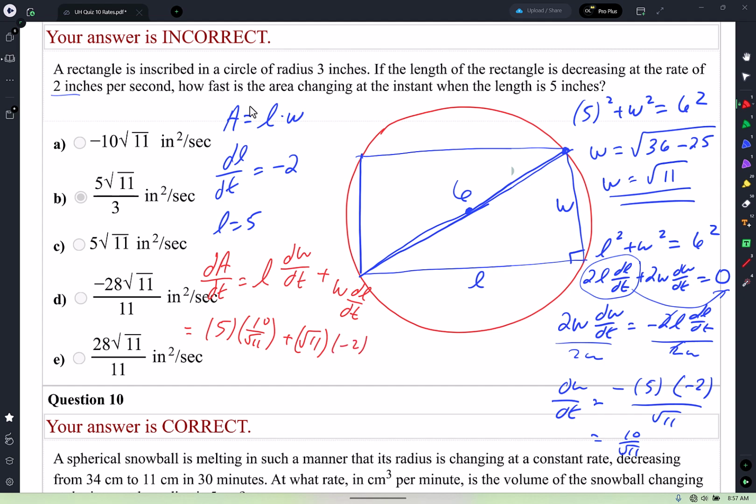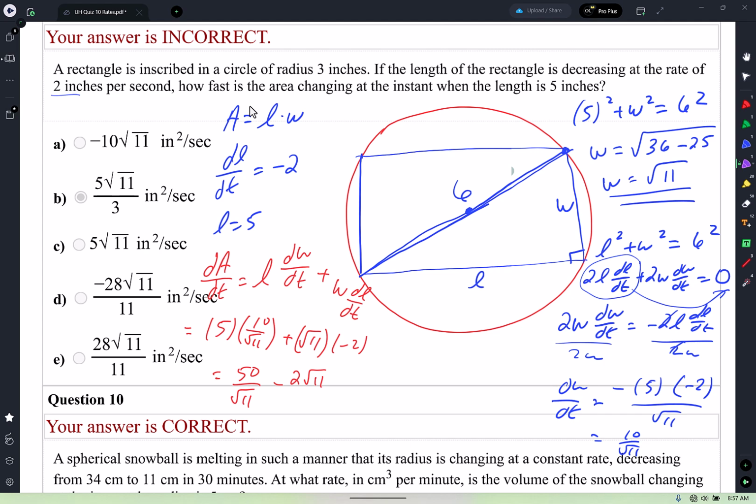So let's see. 5 times 10, 50 square root of 11 minus 2 square root of 11. Okay, common denominator. So we're done. The answer is in there, and it has to be the positive one. Okay, well, we'll see if it comes out negative. The answer is in there, guys. You're done with calculus. You're just doing algebra.